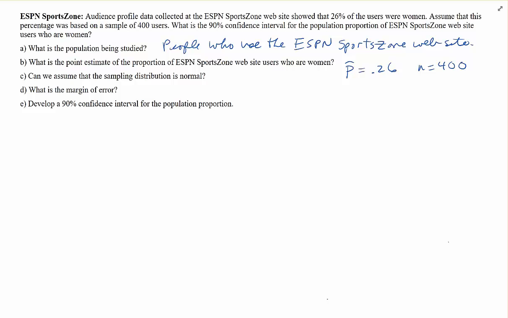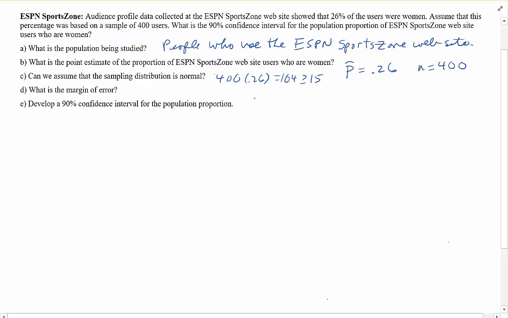Can we assume that the sampling distribution is normal? Our sample size is 400. Our sample percentage is 26%. That's 104, greater than or equal to 15. And then 400 times the complement of that is equal to 296, and that's greater than or equal to 15. So can we assume the sampling distribution is normal? Yes.